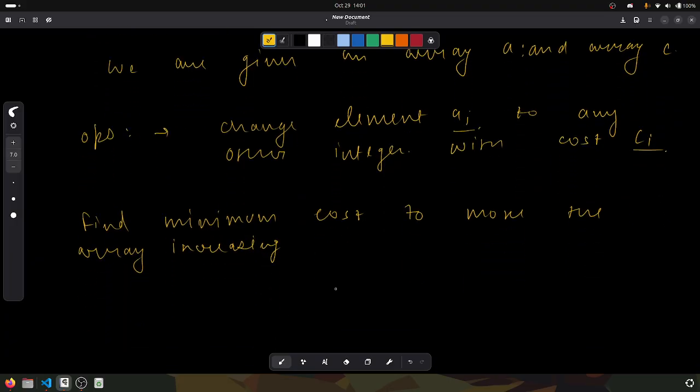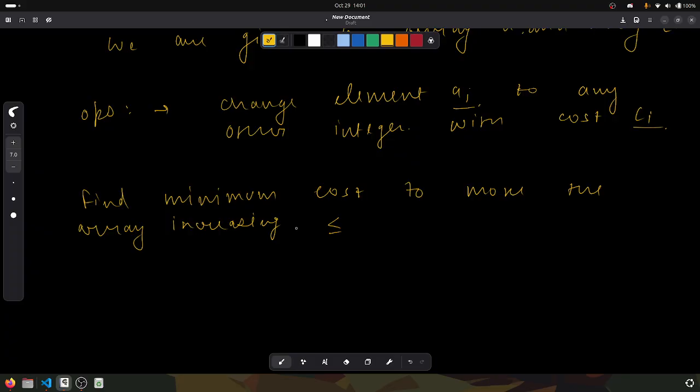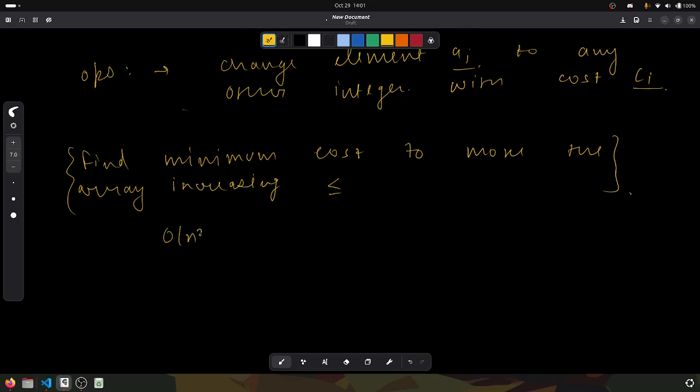This increasing is not strictly increasing, it is greater than or equal to, basically in ascending order. Okay, so find the minimum cost to make the array increasing. So that was the question. The expected time complexity is O of n square. So now let's see the test cases.